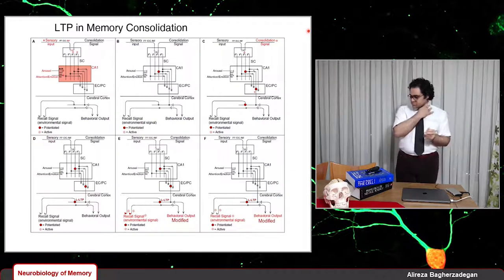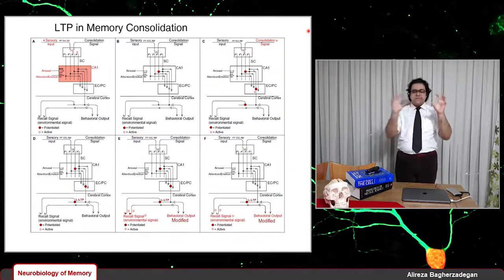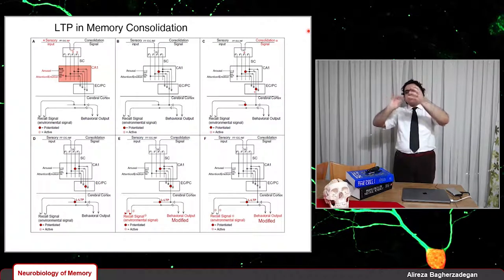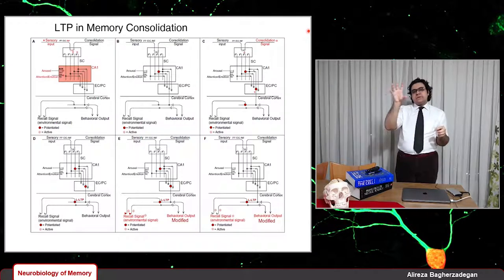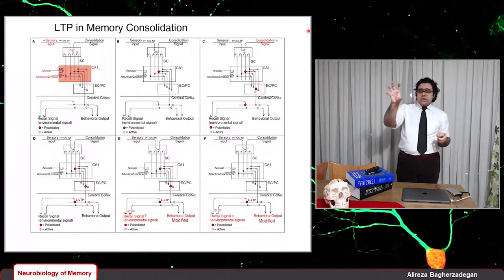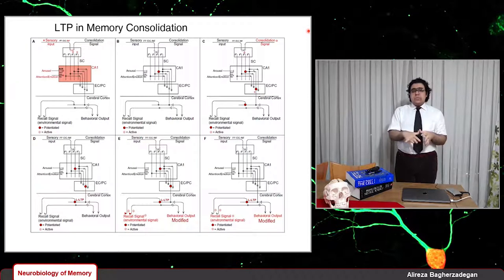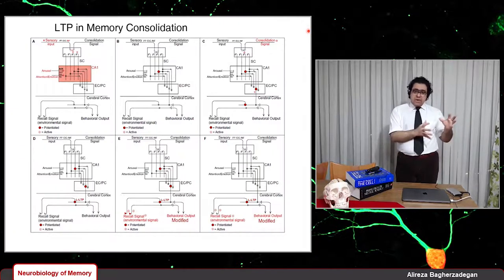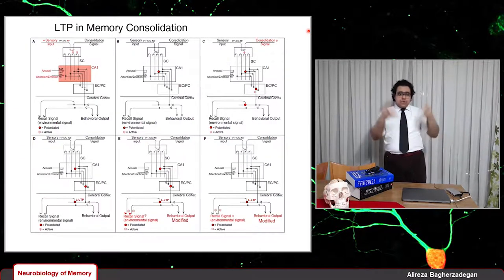For example, a specific circuit in my hippocampus is changed, some synaptic weights are changed in a specific circuit in my hippocampus, and the outcome of that modified or potentiated circuit in my hippocampus is going to cause long-lasting changes downstream in my entorhinal cortex and from there in my cerebral cortex. And then by that mechanism, I store information in my cerebral cortex.